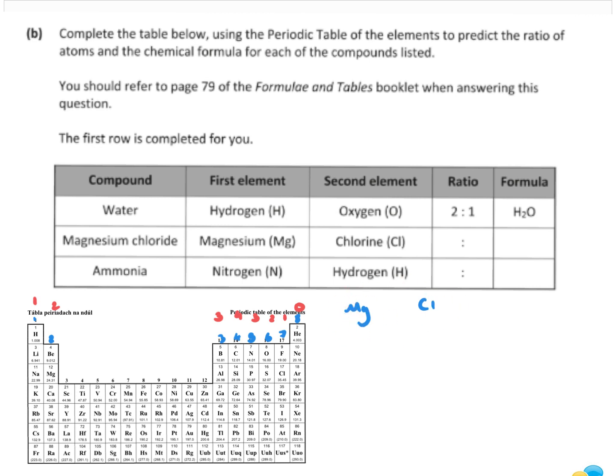Then we write down the valency. Magnesium has a valency of 2. Chlorine has a valency of 1. We switch the numbers. So our chemical formula is going to be MgCl2. Okay, so it's a ratio of 1:2. We have MgCl2.